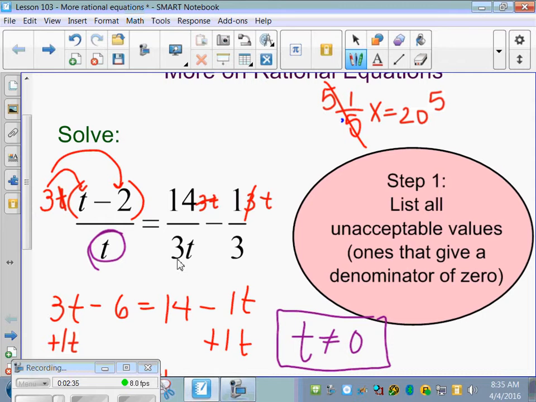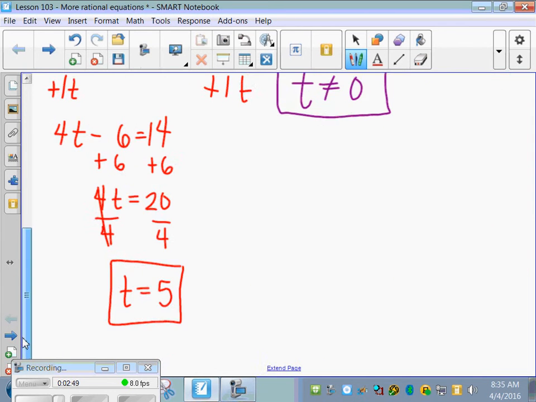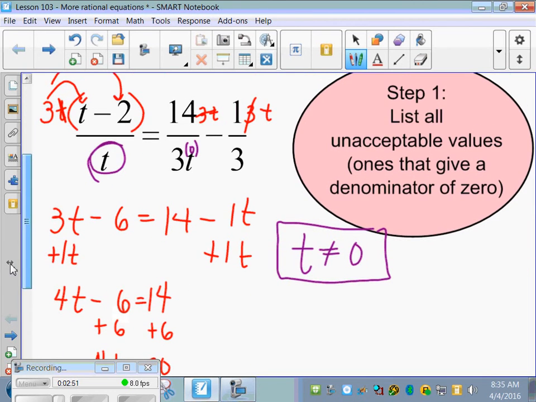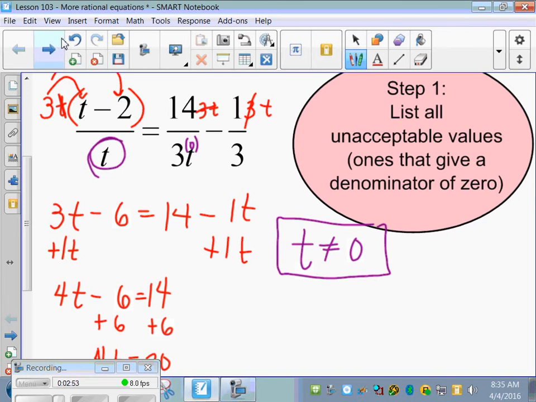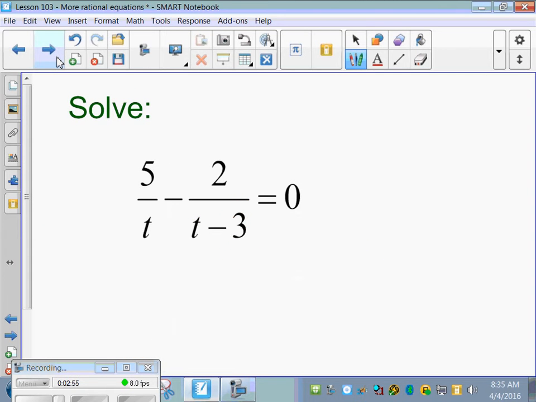And then I have 3 times t right here. That is the exact same thing, okay? We cannot have 0 because 3 times 0 is 0, all right? So both those say t cannot equal 0. This is a part of your answer, you guys. So not only do you need t equals 5, you also need t cannot equal 0.